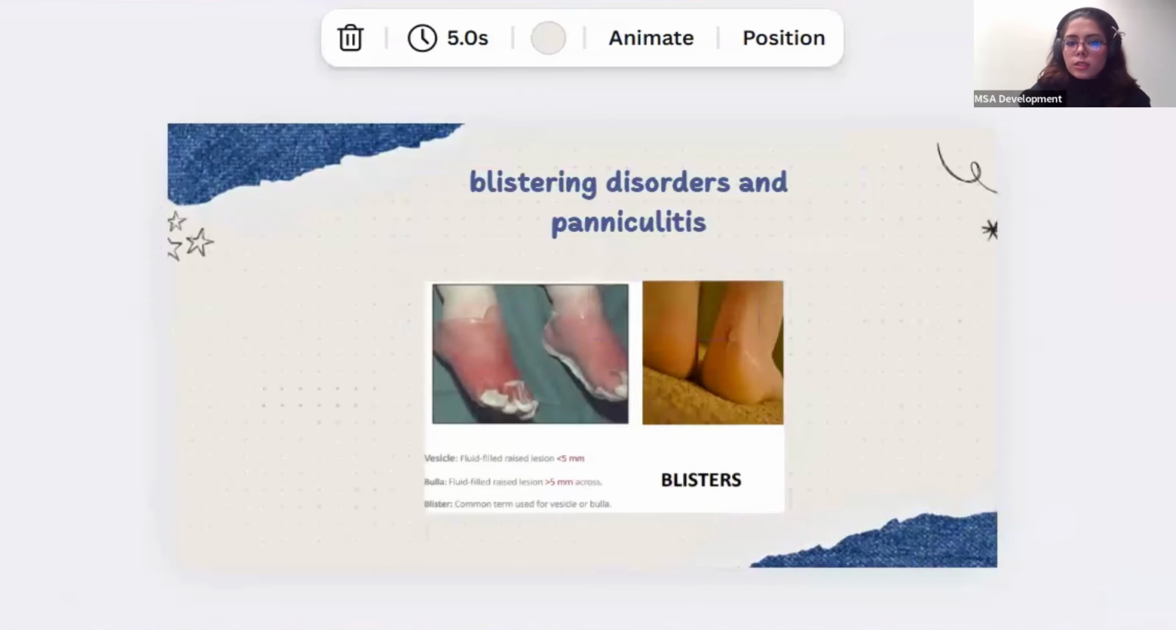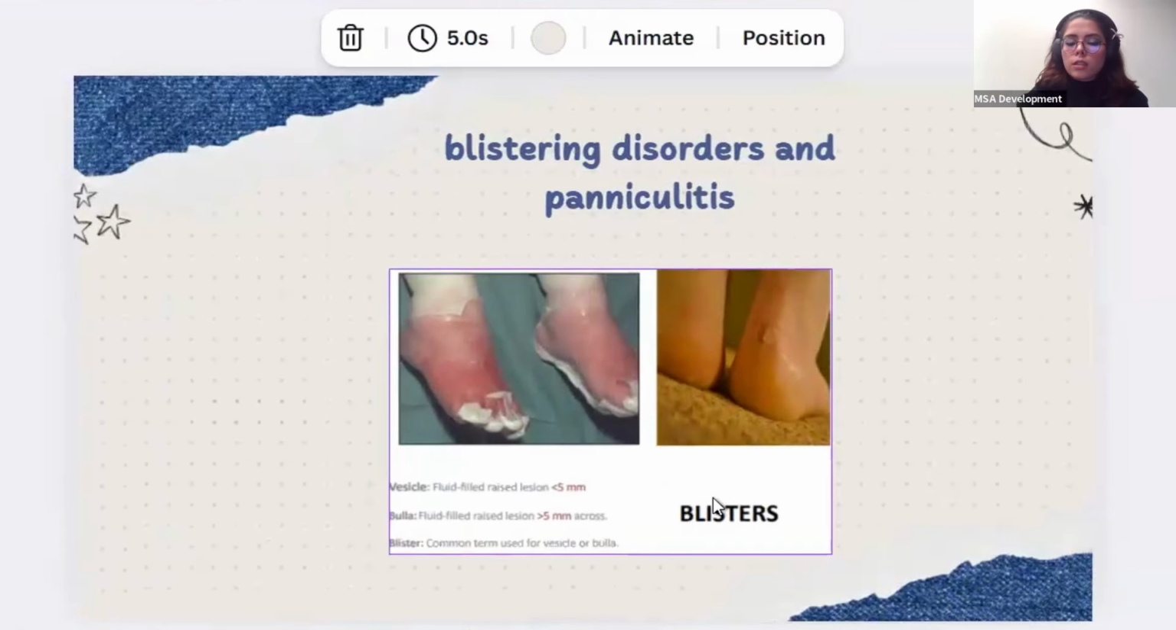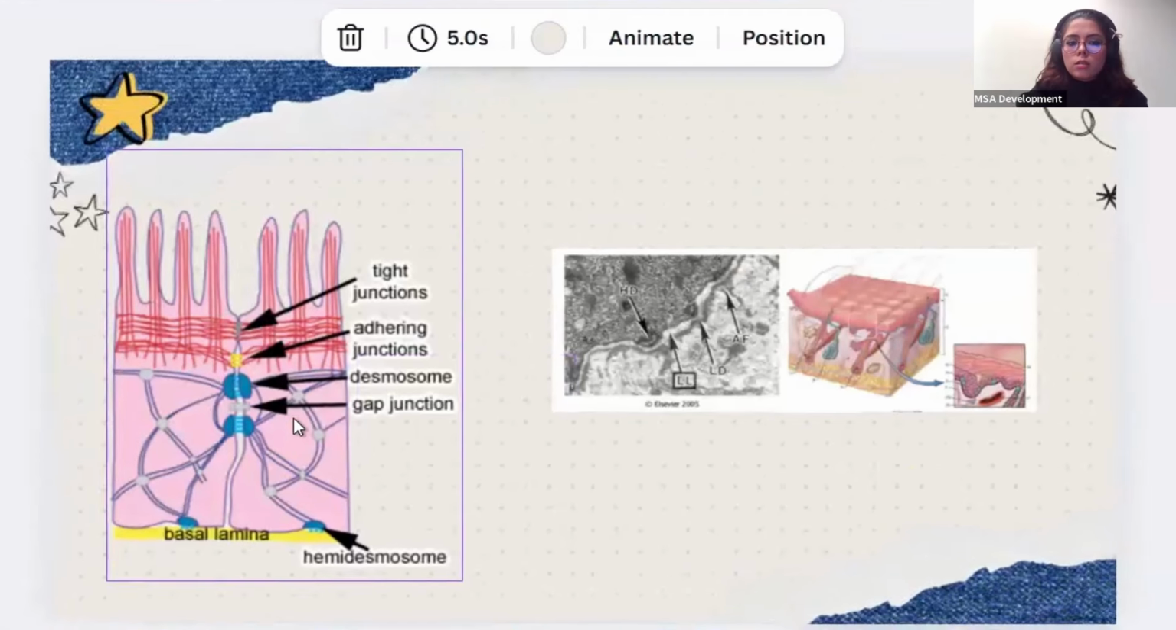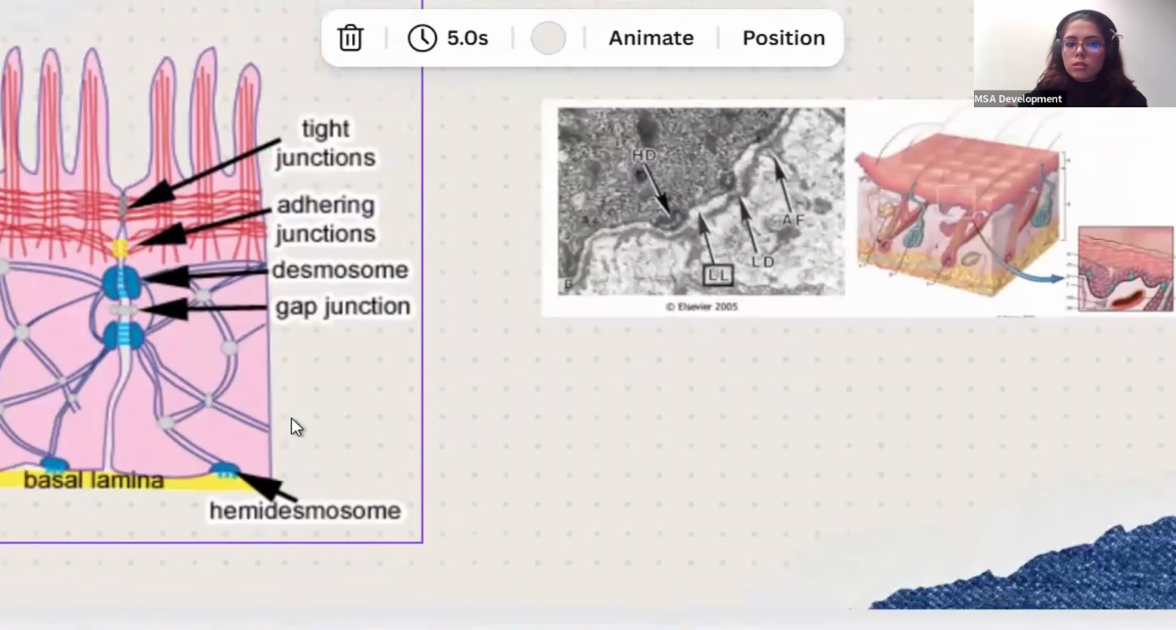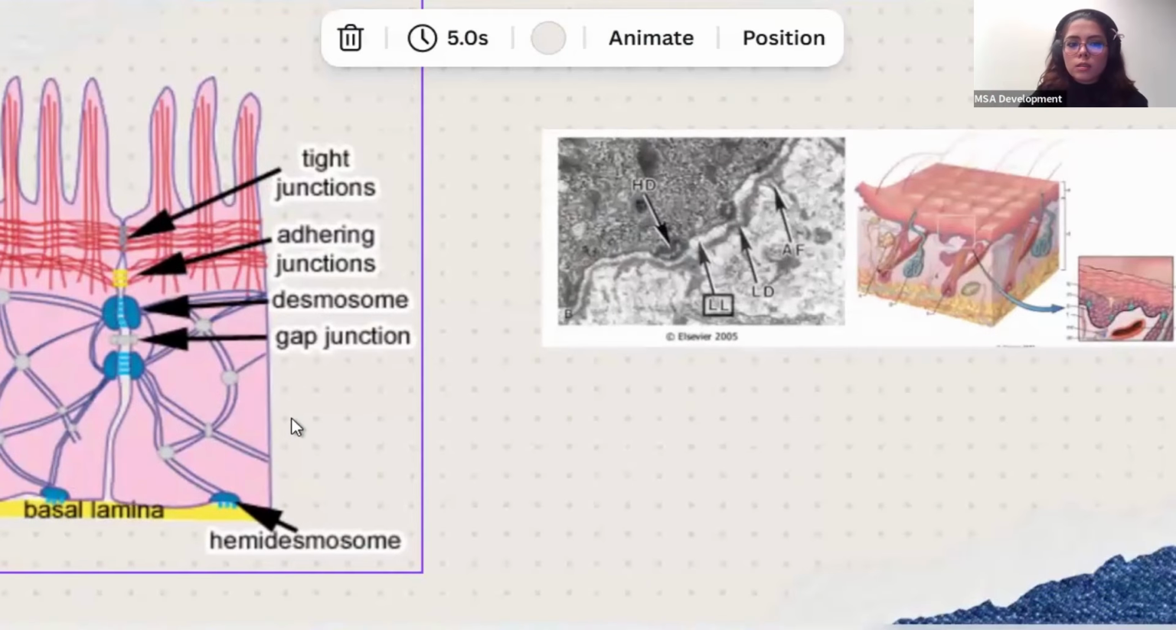Finally, blistering disorders and panniculitis. You basically have a lot, and I mean a lot, of blisters. This is just to tell you what's wrong, the main mechanism. There's something called the desmosome, and a desmosome joins one cell to the other cell. A hemidesmosome joins the basal lamina to the cell at the top.